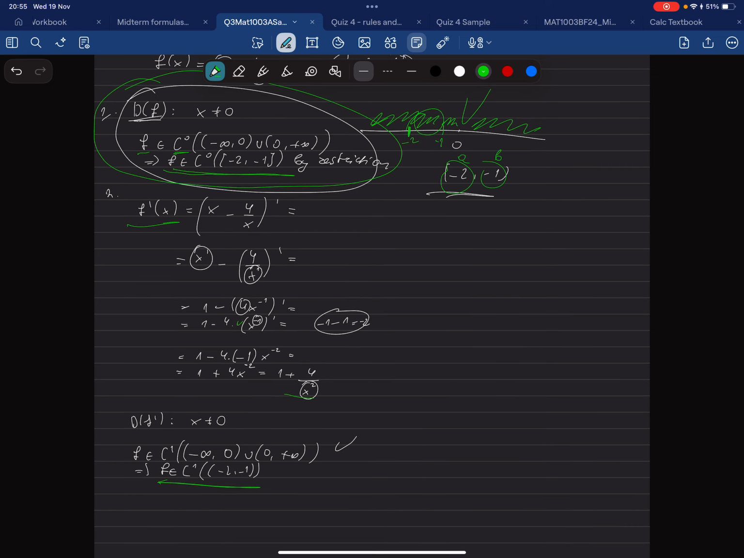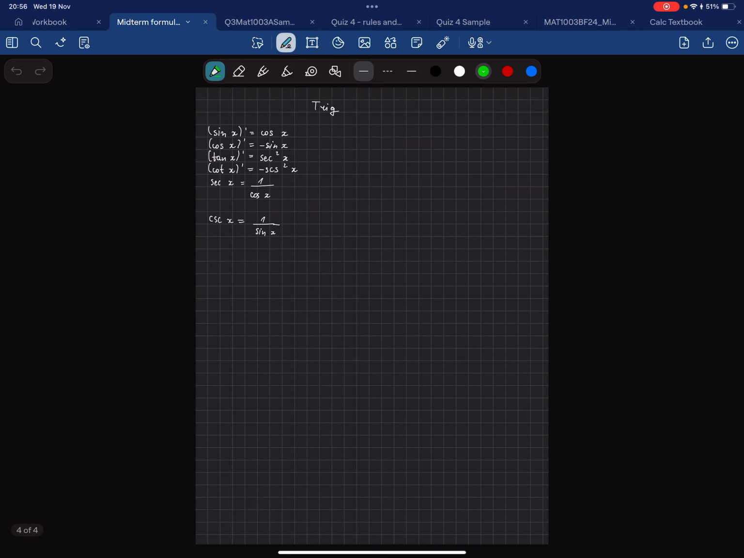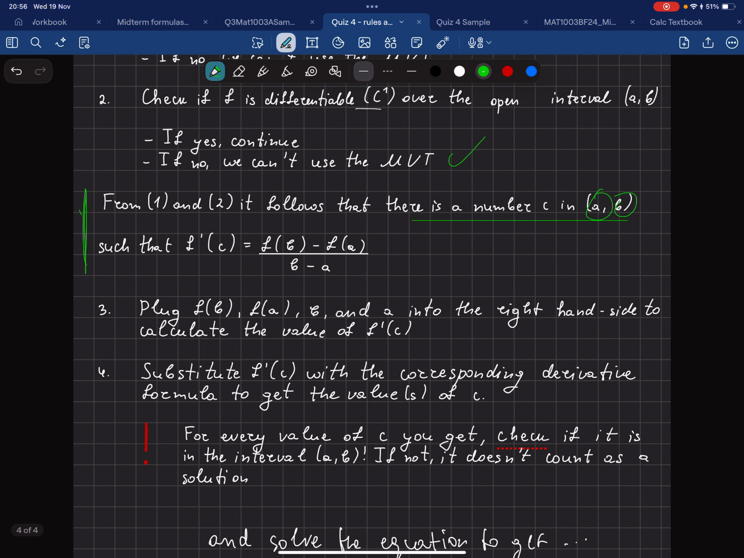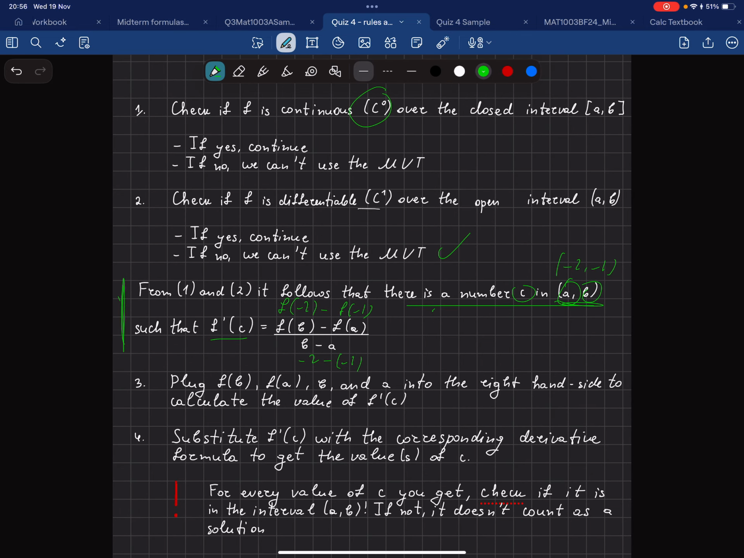So here our numbers are -2, -1. That's a, that's b. So you're basically writing from whatever we calculated just now, it follows that there is a number c in -2 to -1, such that f prime of c equals f of -2 minus f of -1 over -2 minus -1. Okay, so that's the idea, right? Instead of a and b, you just plug in whatever values are given in the problem, and you need to write the full statement. If you don't write a full statement, there's a chance that you will lose points. Okay, please just remember the sentence.